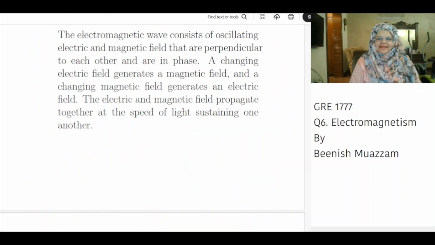The electromagnetic wave consists of oscillating electric and magnetic fields that are perpendicular to each other and are in phase. A changing electric field generates a magnetic field and a changing magnetic field generates an electric field. The electric and magnetic fields propagate together at the speed of light, sustaining one another.